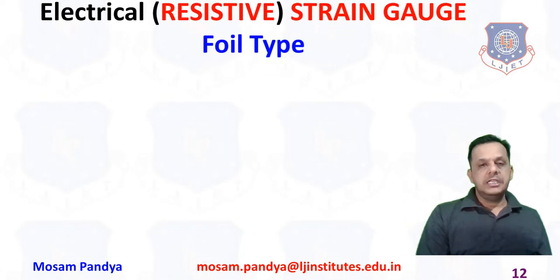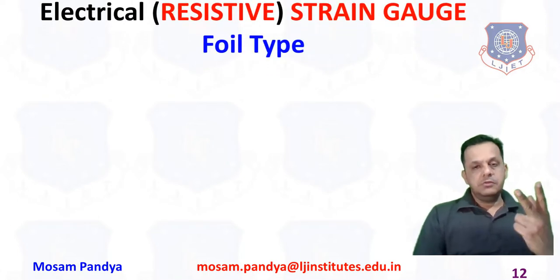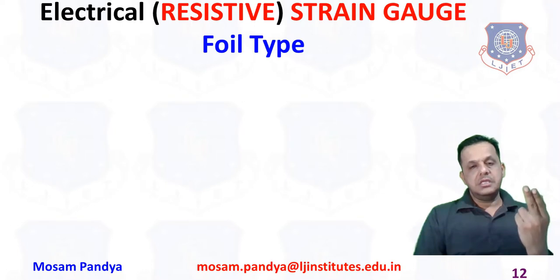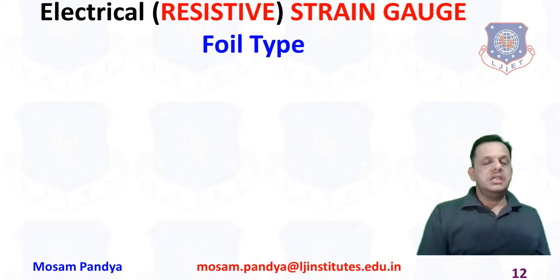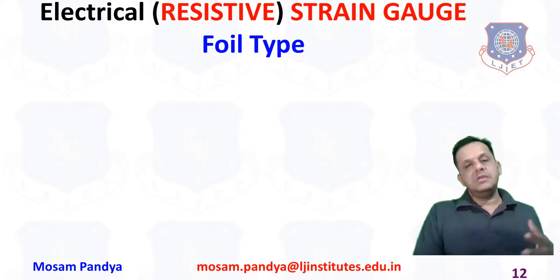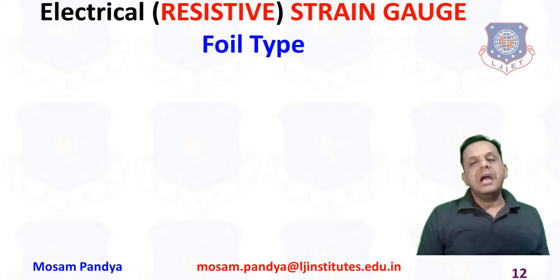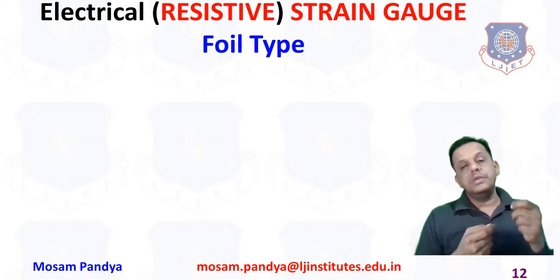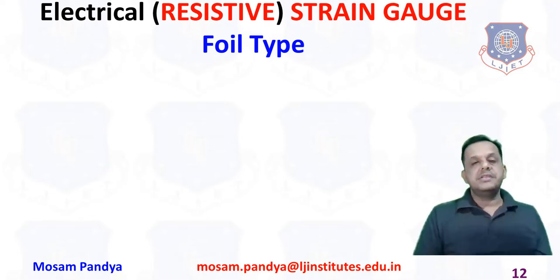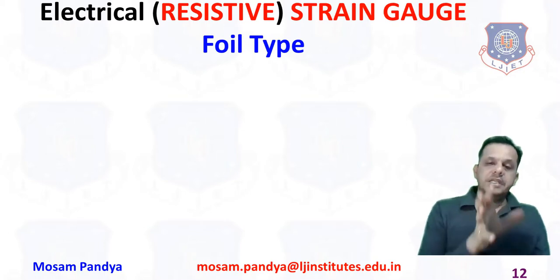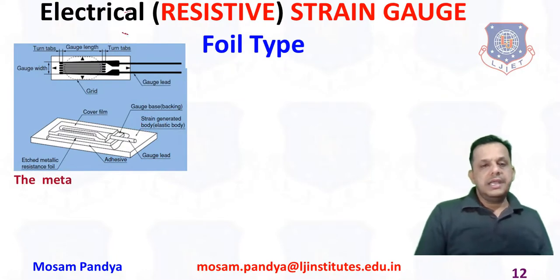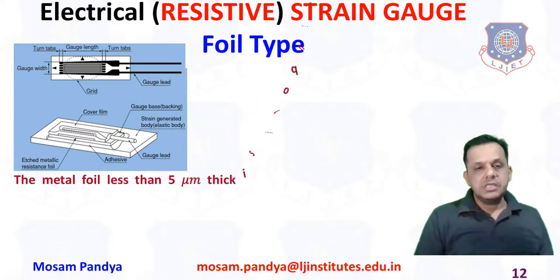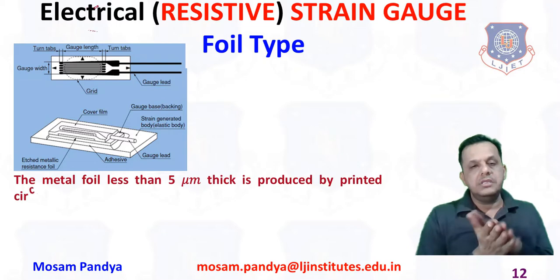Now the second type, wire wound, we had seen the bonded and unbonded. Now the second type is the foil type. It is actually an extension of the wire wound, where the wire had to be fixed with the adhesive. Here a little bit different technology is utilized, and you see the diagram, and you will be able to see that it's a foil. Foil means a layer.